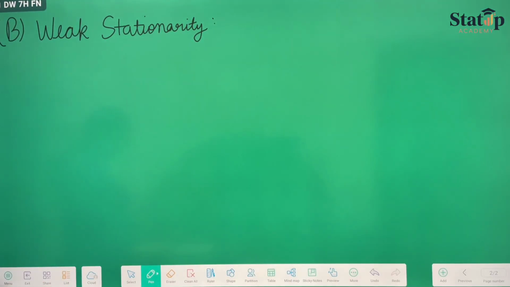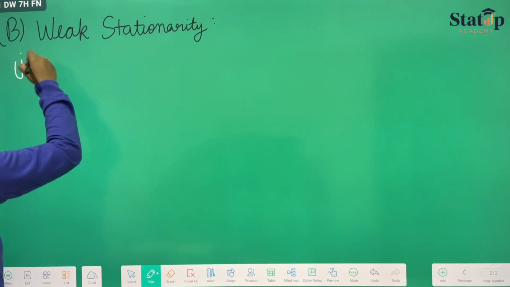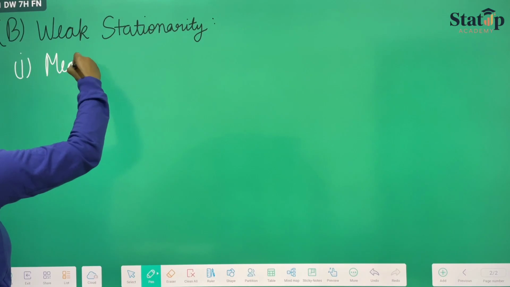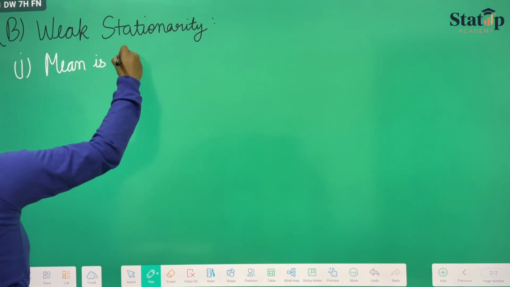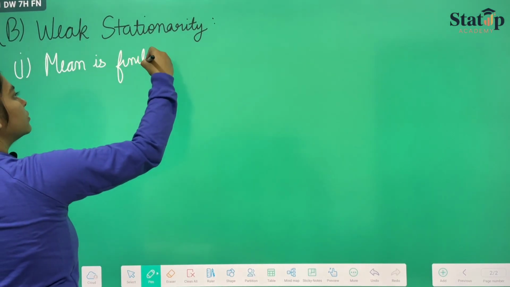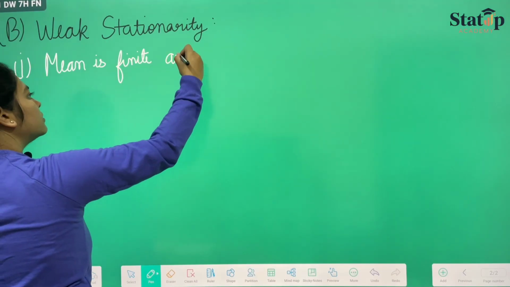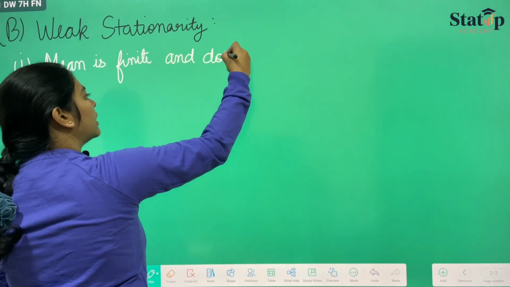The first point of weak stationarity is that the mean is finite and does not depend on t. The mean is finite and does not depend on time.